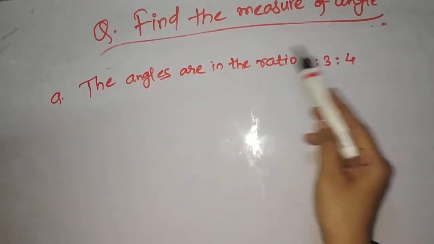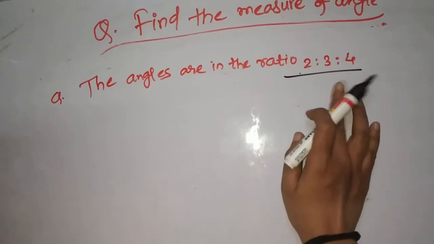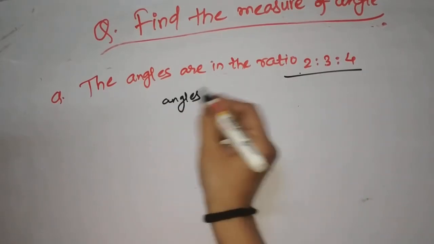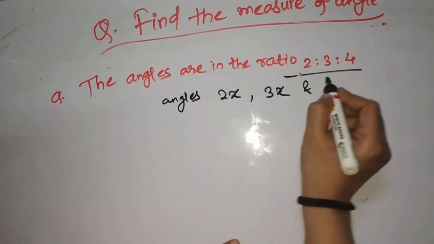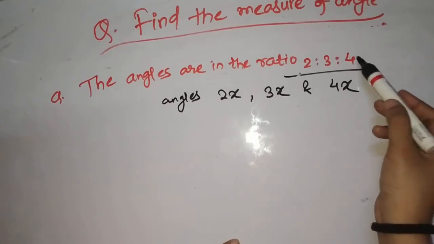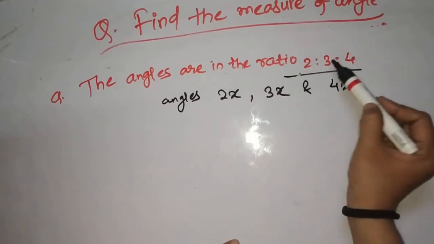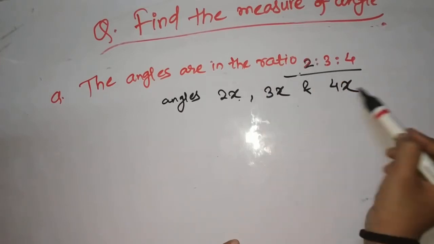So friends, now find the measure of angles. The angles are in the ratio 2:3:4. Ratios are not actual numbers. It means the actual angles are something multiplied by these, that is 2x, 3x and 4x. Whenever a ratio is given, remember friends, ratios are not actual numbers. Actual numbers we get by multiplying the ratio with some unknown number, that is x, suppose.